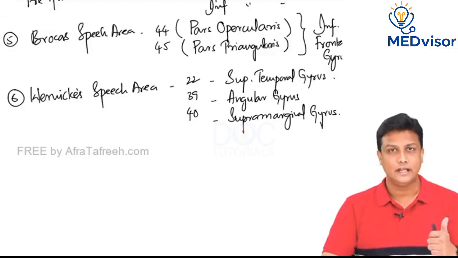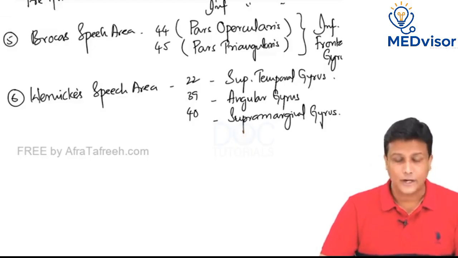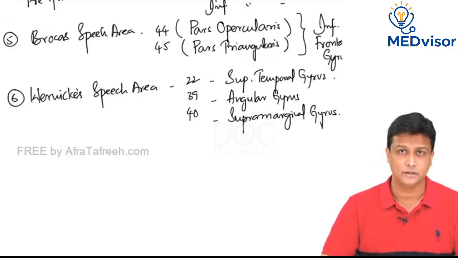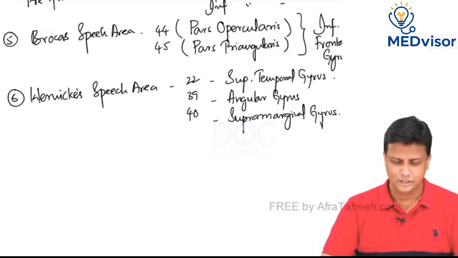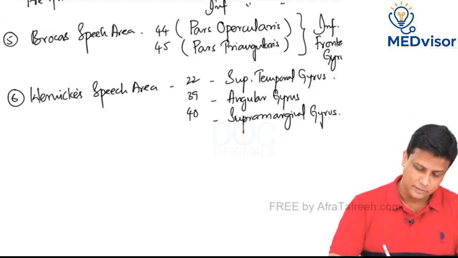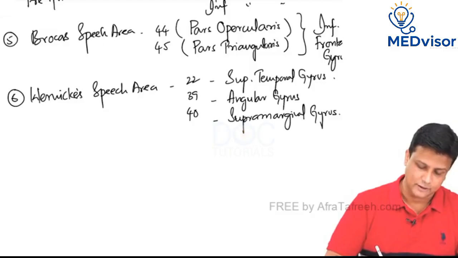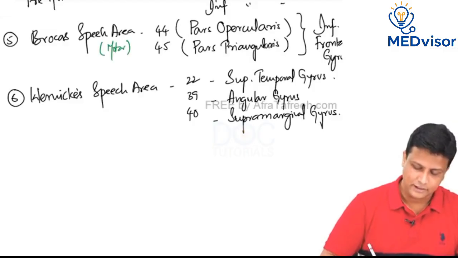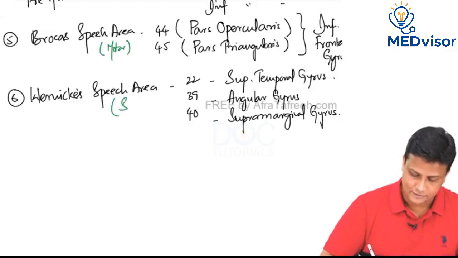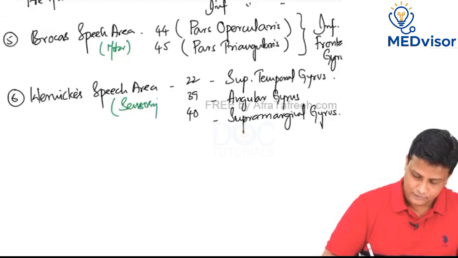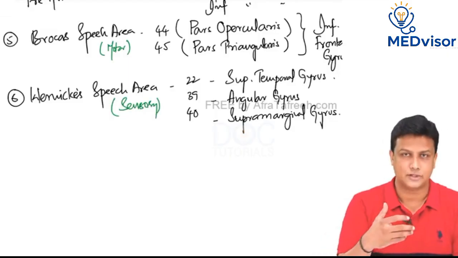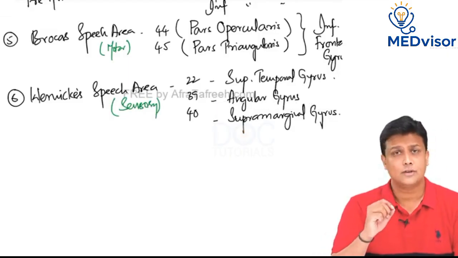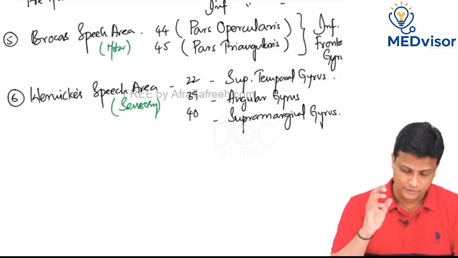Now, once you are done with the name, number and location, then sir, why do we have two speech areas over here? What is the difference between these two? Now remember guys, the Broca speech area is actually the motor area, and the Wernicke speech area is actually the sensory speech area for understanding, for comprehension of the speech.